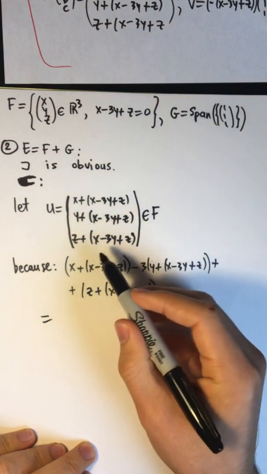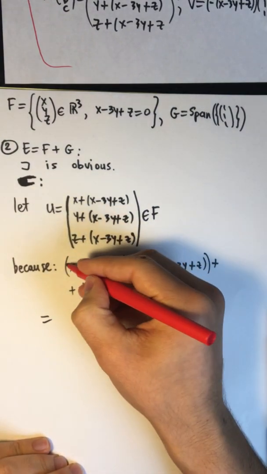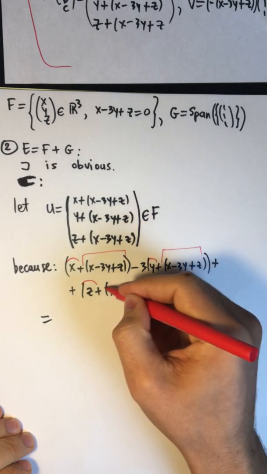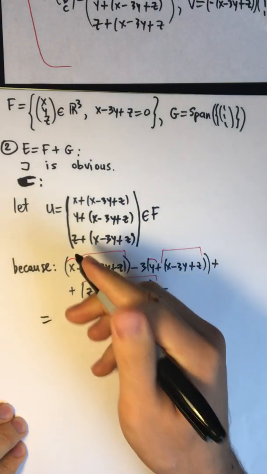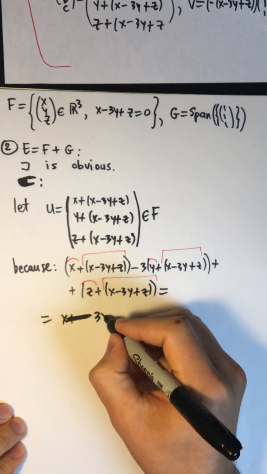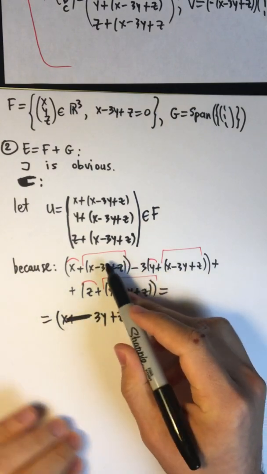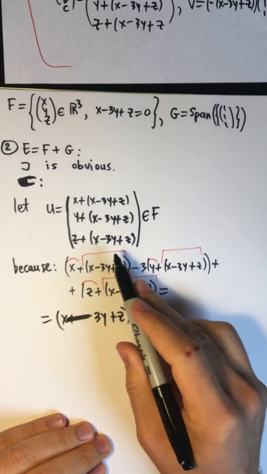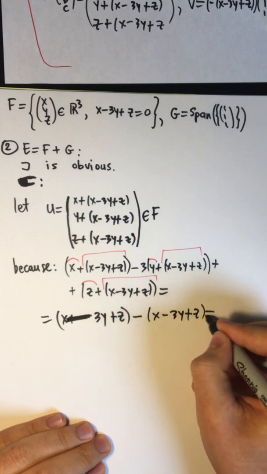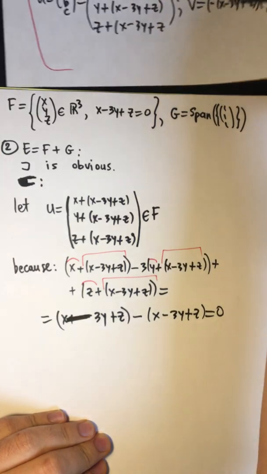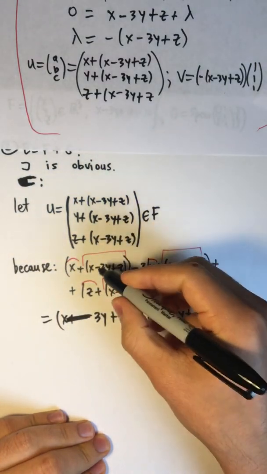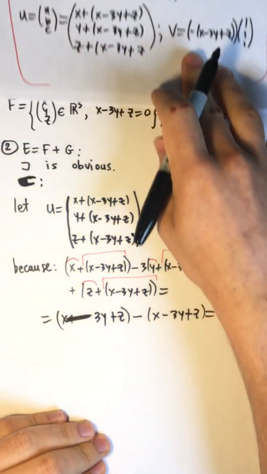Why? Because look, let me explain. First I take this one and this one, and then I take this one and this one. So if you take this as this, it's x minus, this is minus, guys, 3y plus z. So you have x minus 3y plus z. If you say this is lambda, so you have minus lambda, which is minus 3y plus z. So this is obviously 0, right? So right now you showed that u is this, and it's in F because if you calculate this, it's equal to 0. Where did I get this? I got this from here.